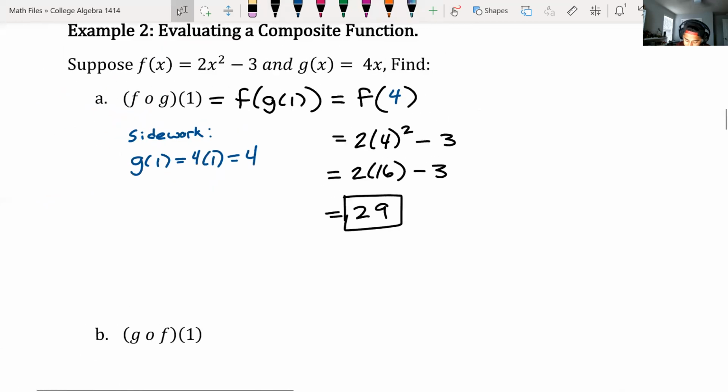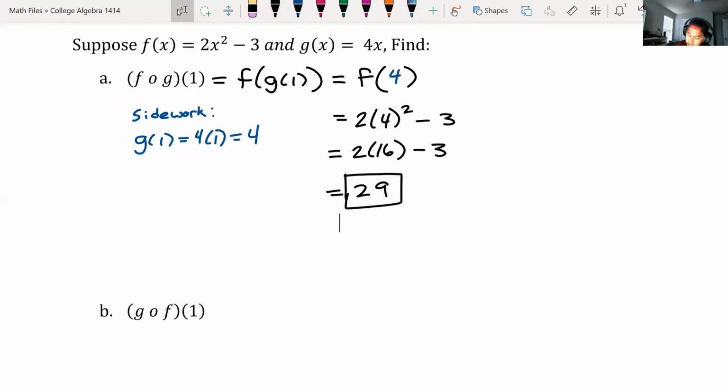Do it again. I can see those functions. G of f of 1. Rewrite it. G of f of 1.